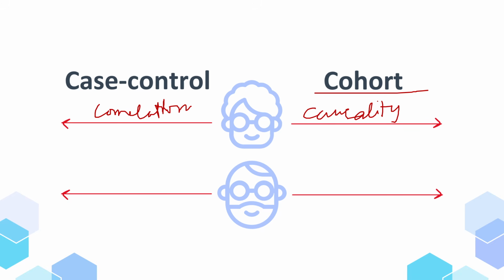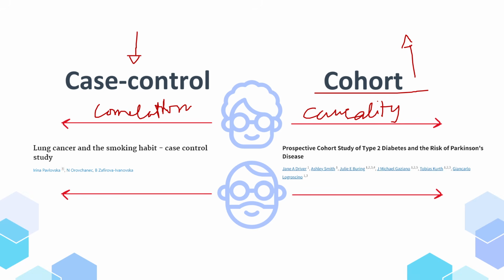Okay, so for these studies, you have case control, typically a lower sample size, and cohorts require a larger sample size. So here are two studies that would give you an idea of how case control studies and cohort studies are used. So for case control, we have lung cancer and smoking habit. This is a case control study. So meaning that the data was gathered using their medical history and their smoking history.